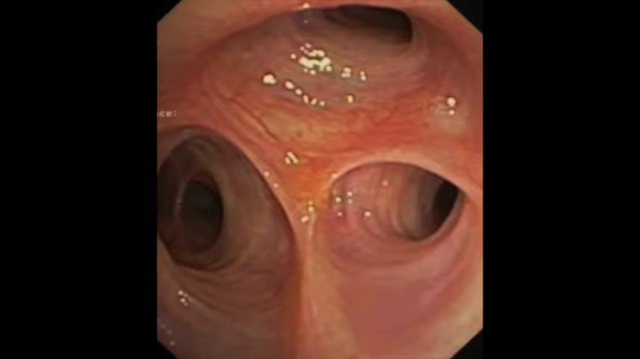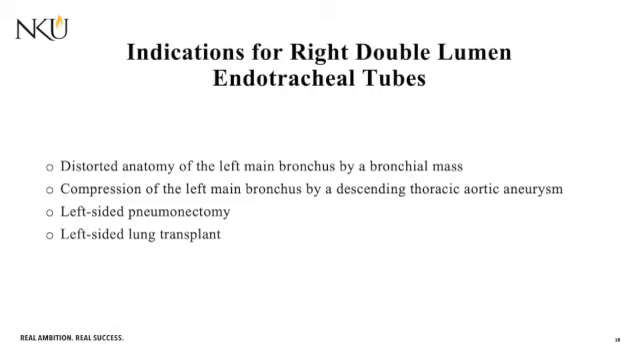It's rare that you would ever have to use a right double lumen endotracheal tube, but just in case, we wanted to make sure you had the indications. Indications include distorted anatomy of the left main bronchus by a bronchial mass, compression of the left main bronchus by descending thoracic aortic aneurysm, a left-sided pneumonectomy, and a left-sided lung transplant. However, typically the left-sided double lumen tube is favored due to the difficult placement of this tube.